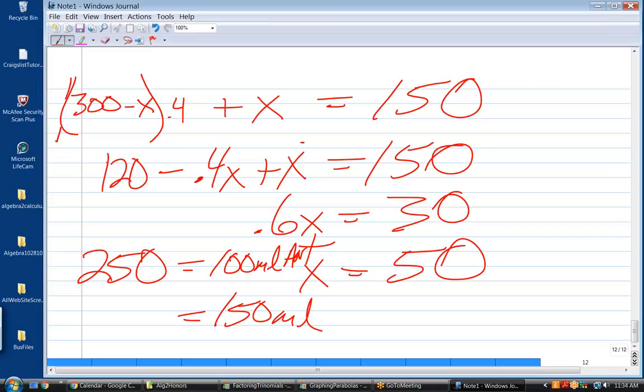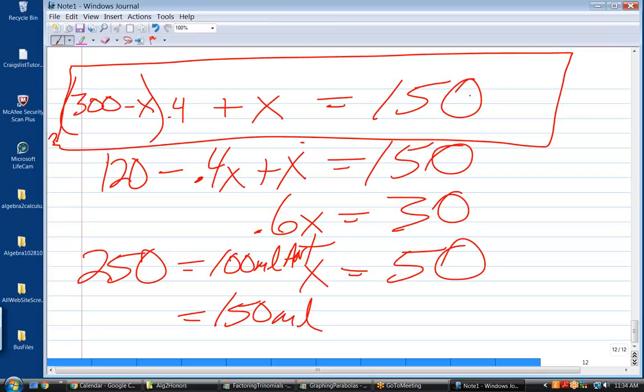And this was my starting equation. I know that I have to have 150 milliliters of pure antifreeze at the end, and my amount of antifreeze is 40% of my starting solution, which is 300 minus x, plus 100% of x that I have to put back in.